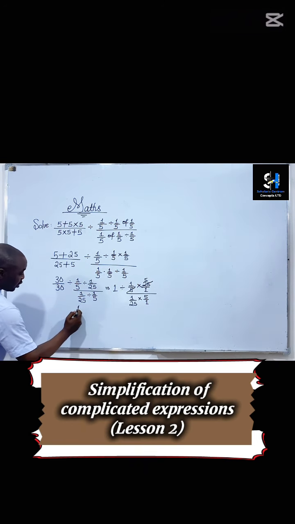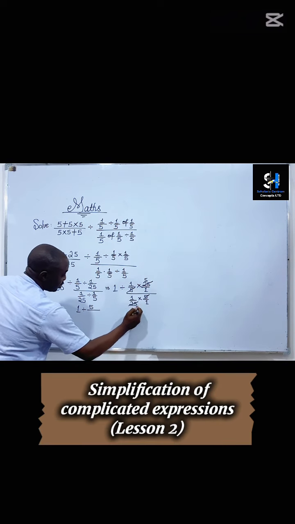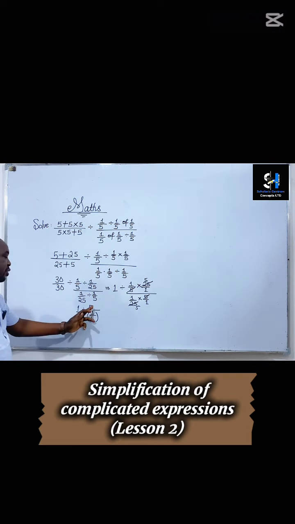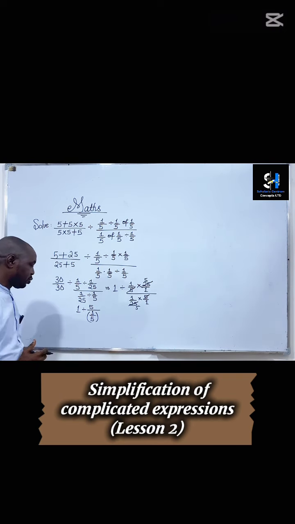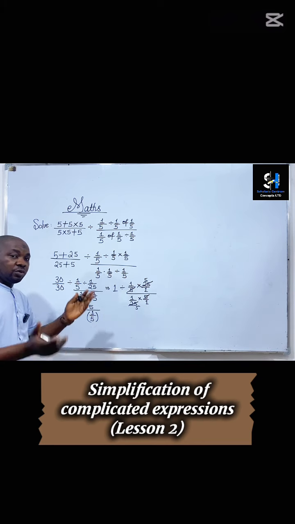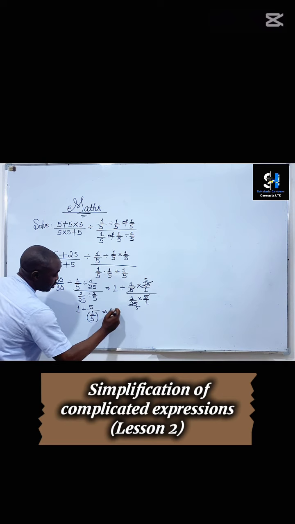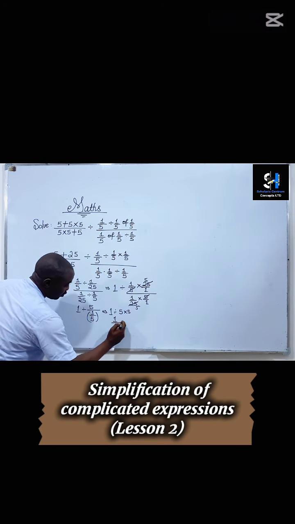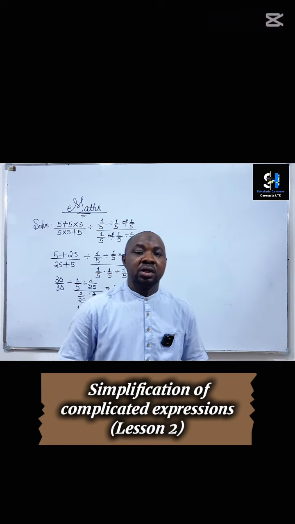Of course, this will be 5. So we have 1 divided by 5 over, this will be 5. So we have 1 over 5. So when we have a whole number divided by a fraction, of course, we know what will happen in this case. That means the fraction will be flipped, and that will be 1 divided by 5 times 5, which will be 1 over 25. So the answer to the question is 1/25.